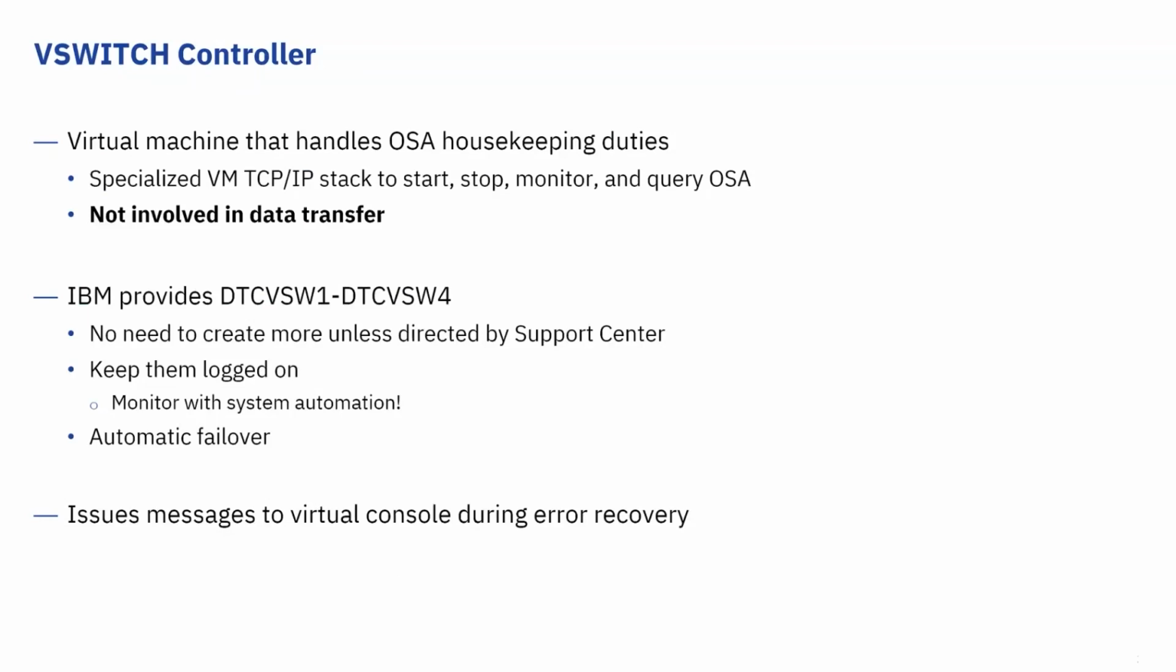Because if it logs off, CP will automatically fail over to another one, which is why we want to have more of them logged on. In fact, we want all 4 of them there. If they have a problem with the OSA, they will issue messages to their own virtual consoles, and they will issue messages to the operator. Yes, the messages to the operator are quite informative. The ones on the vSwitch controller console are the ones you might actually use to solve the problem. They have more information about what the problem is.